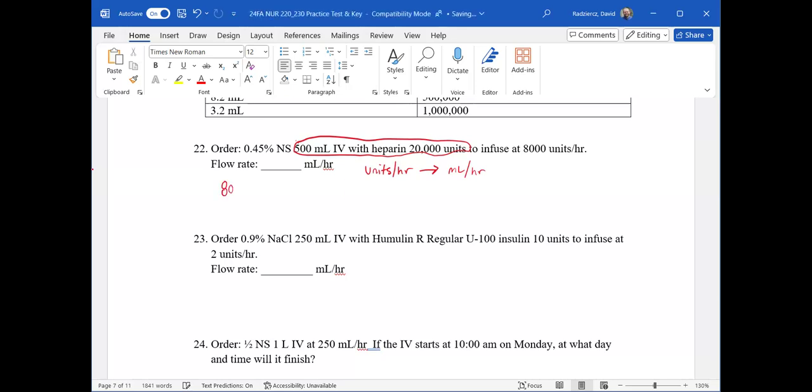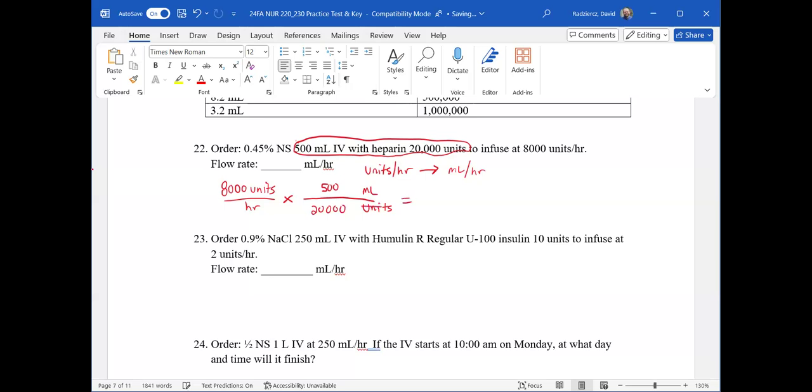I start with what flow rate we're given. So 8,000 units per hour. All right. I'm looking for milliliters per hour. So what I need to do is find out how I can convert units to milliliters. And what's going to help me do that is my IV solution, because my IV solution has milliliters and units. So they're connected. They're in the same IV bag. I'm getting rid of units and I'm exchanging it for milliliters. So then I just plug in the numbers that go with these. So 500 goes with the milliliters, 20,000 goes with the units.